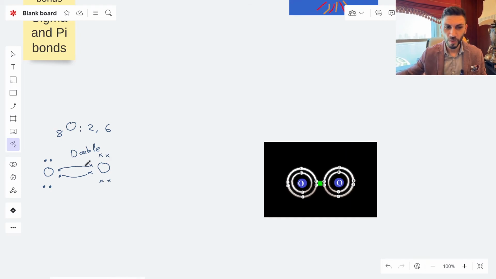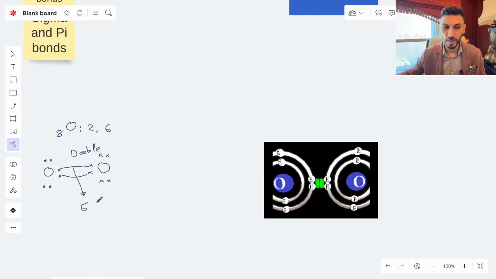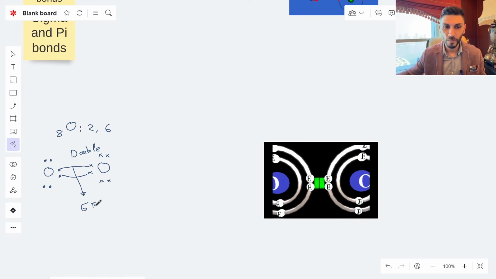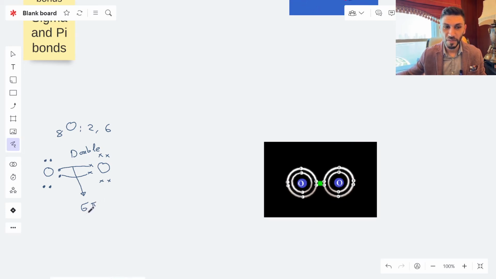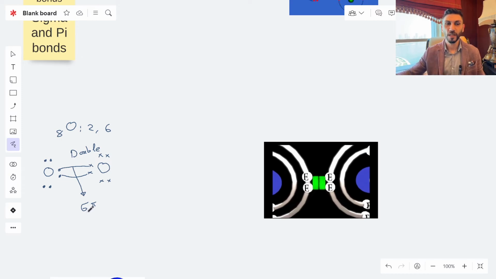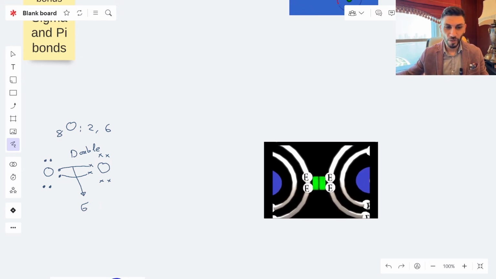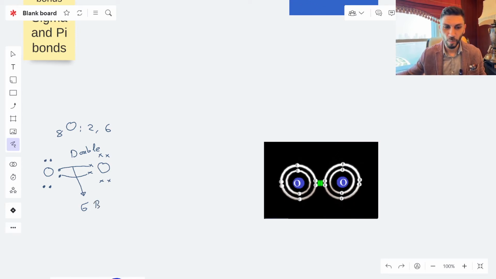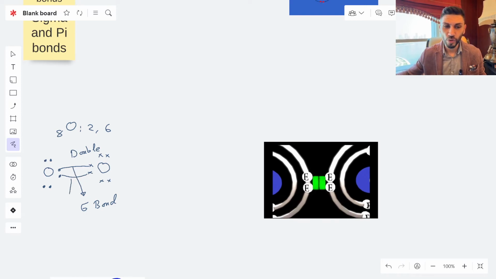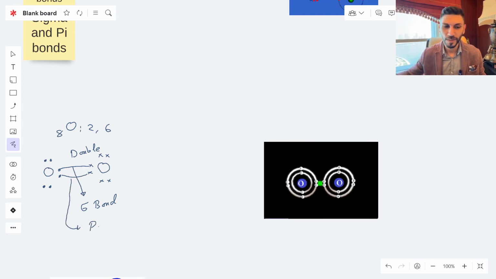Always the first bond, this one, is going to be the sigma bond. And this letter is the Greek letter, which means sigma bond or sigma. So the first one is going to be the sigma bond, and the second bond of the double bond is the pi bond, and we give it the letter pi.